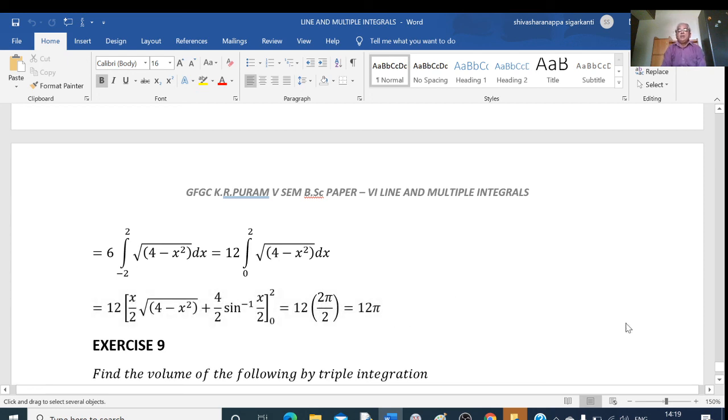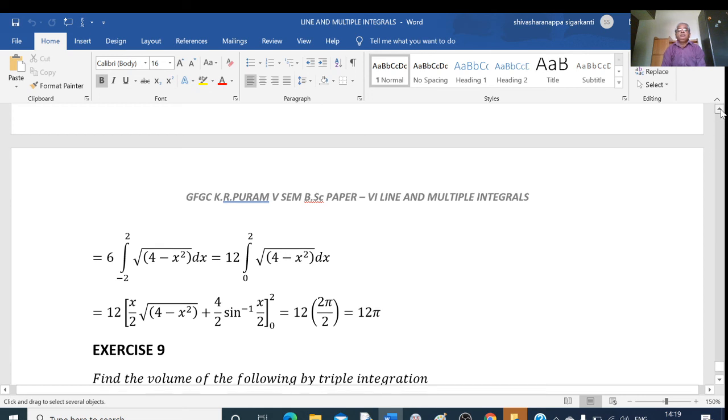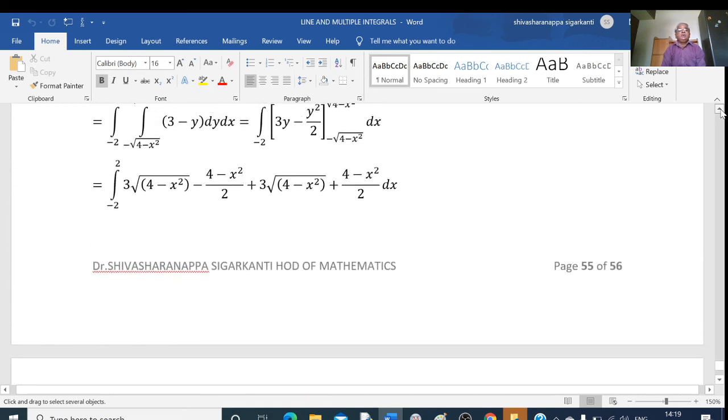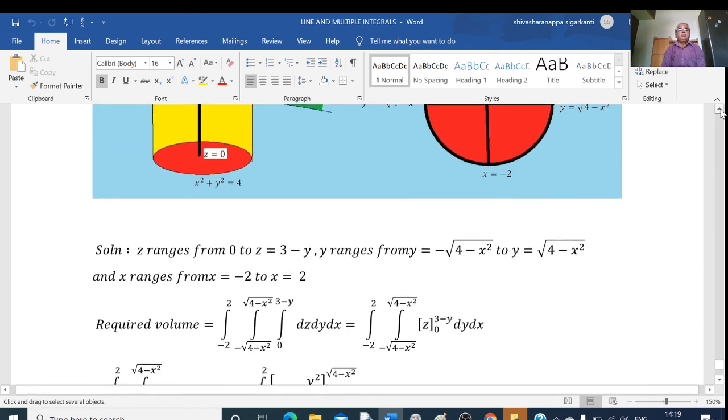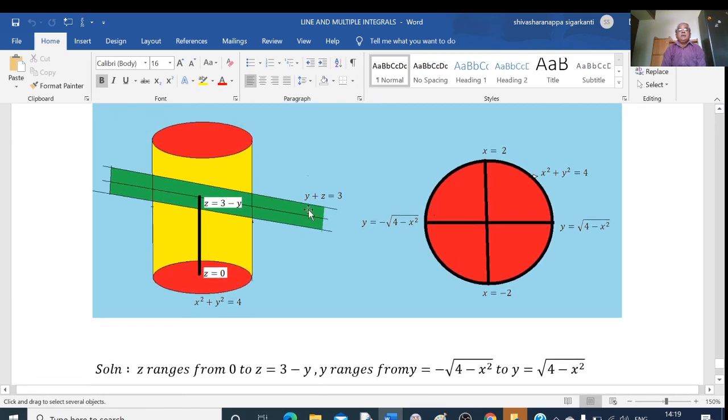is the volume between z equal to 0 and the plane y plus z equal to 3, between this cylinder, right? Okay, thank you.